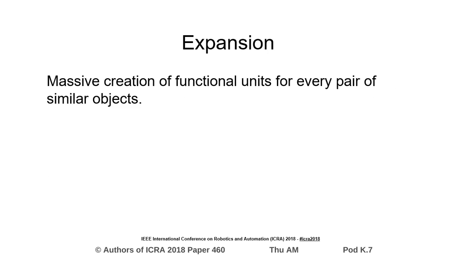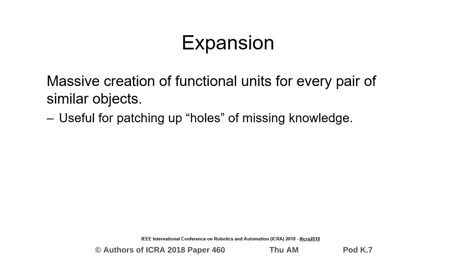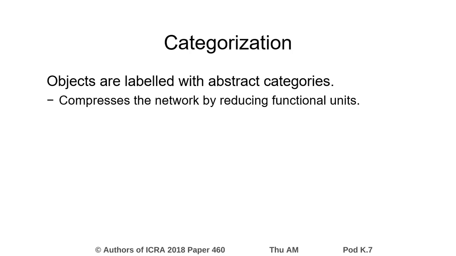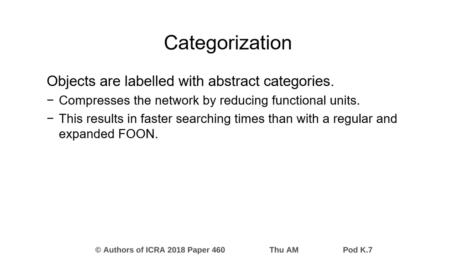With expansion, we create a massive amount of functional units for every pair of similar objects, which is good for patching up holes of missing knowledge. This drastically increases the size of the network. With categorization, objects are labeled with abstract categories, and this compresses the network and reduces the number of functional units, also resulting in faster search times than with the other versions of FOON.